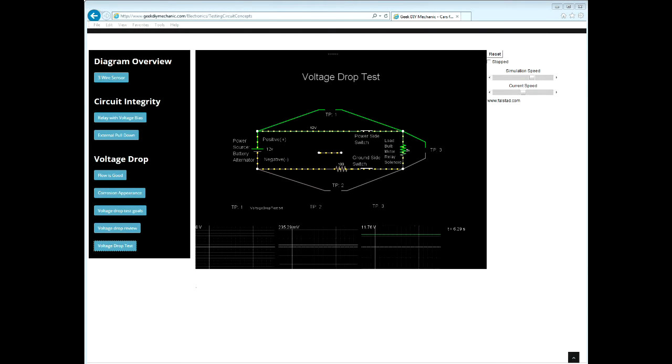Once you understand and know how to properly execute the voltage drop test, you will see that this is an extremely powerful and valuable test. I hope this video will allow you to add this test to your test suite.